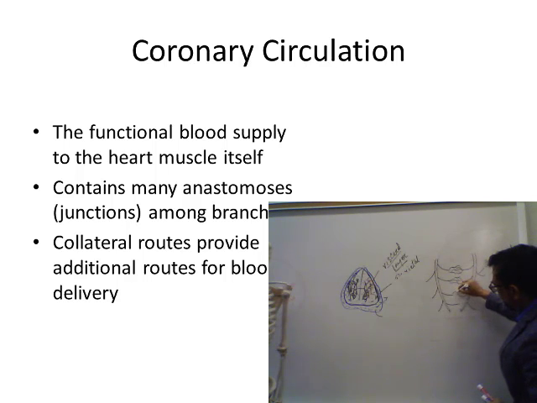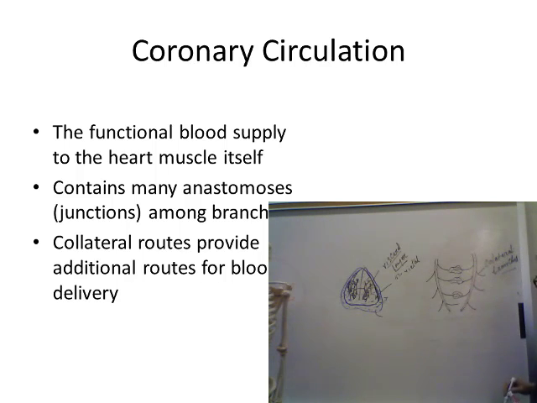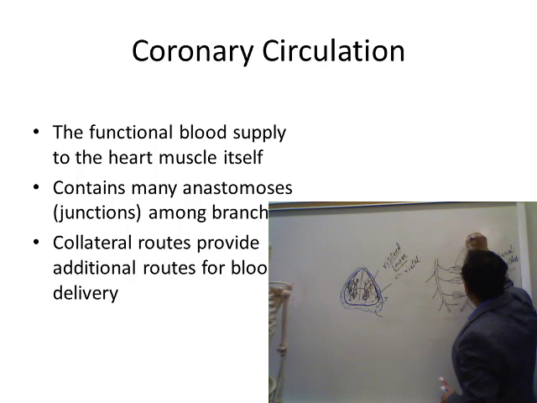The heart is very important, right? We must keep the heart alive. So, you see what happens because of collaterals and anastomoses. If any blockage occurs anywhere, like if any blockage occurs here, through these collaterals blood will go like this and come back like this. Make sense?